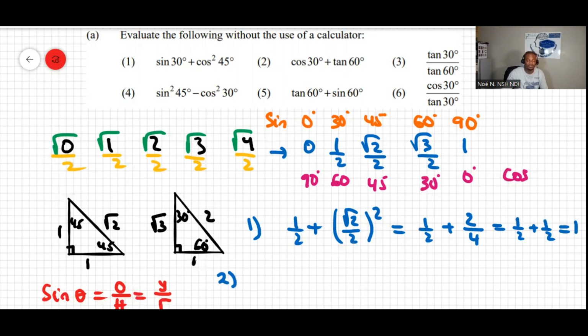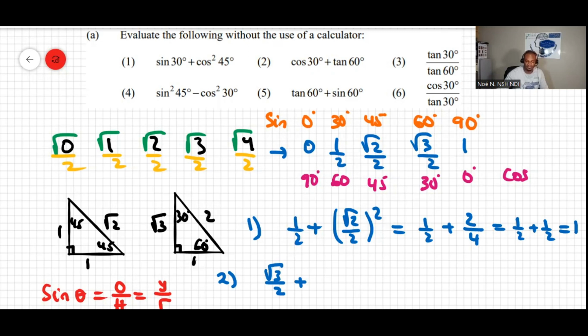Question 2, we have cos of 30 degrees plus tan of 60 degrees. So if I look here, cos of 30 degrees is root 3 over 2, or I can look here, cos of 30 degrees is going to be adjacent over hypotenuse, so root 3 over 2 still. So root 3 over 2 plus tan of 60 degrees. I can look here, I know that tan is sine over cos, okay?